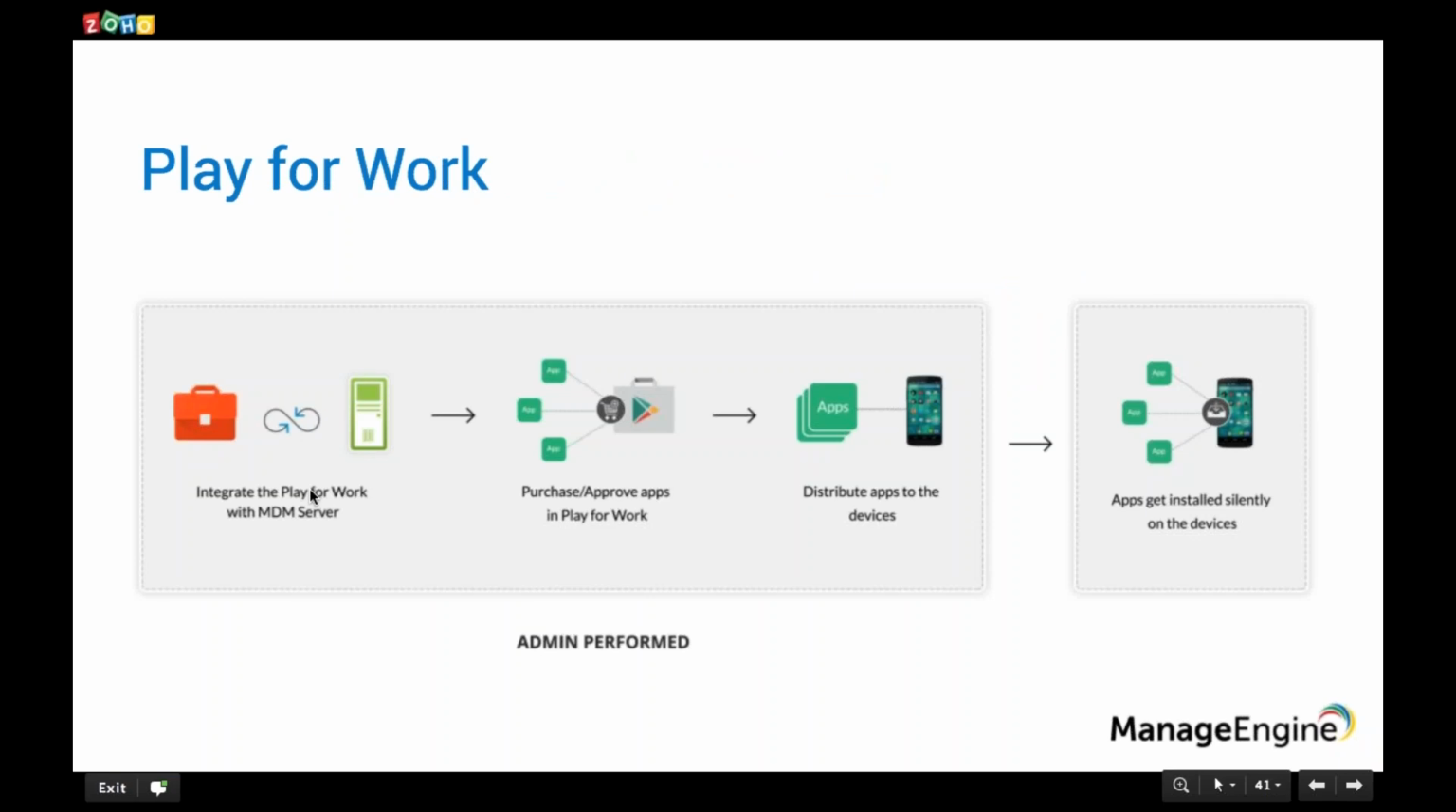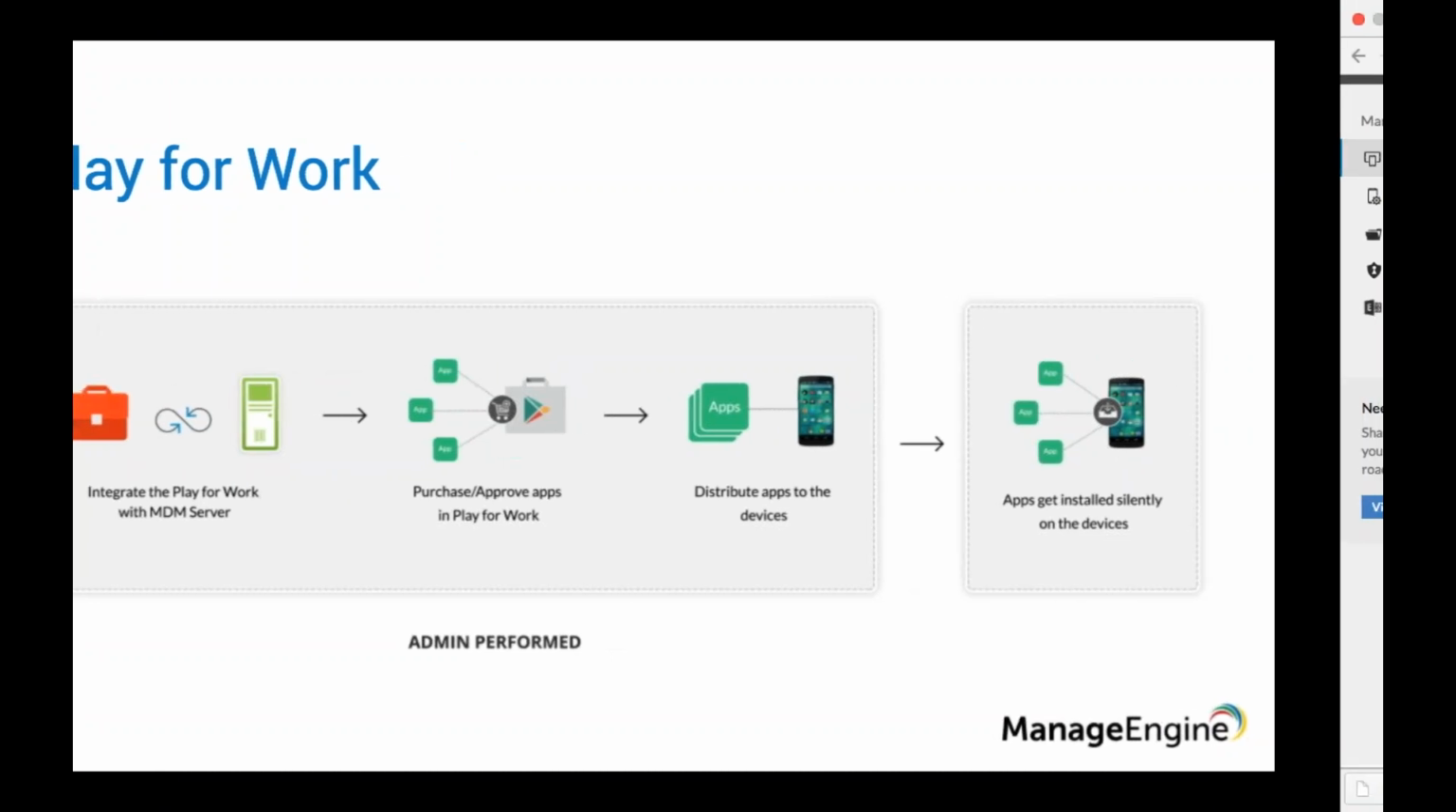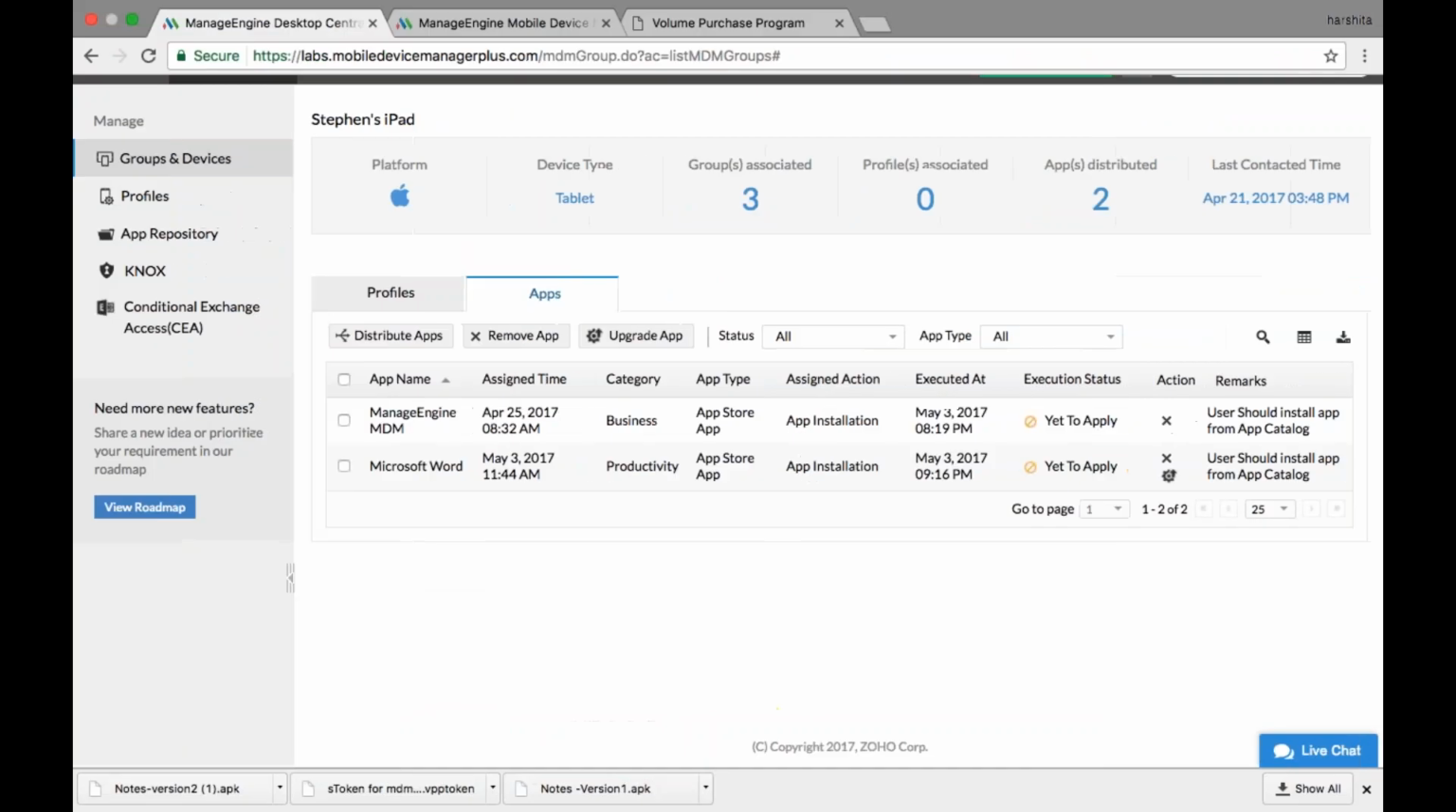So the first thing we need to do is again integrate the Play for Work with our MDM server. The next is to purchase or approve the apps that we require from Play for Work. The next step is to distribute these apps to the devices. And once that is done, these apps will get installed silently on the devices. So now, let me show you how you can perform this on the server.